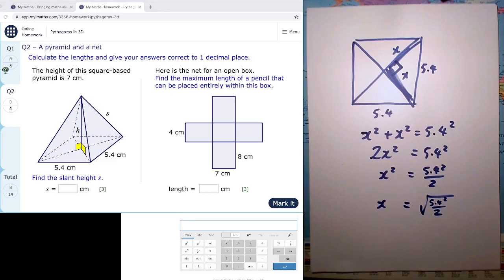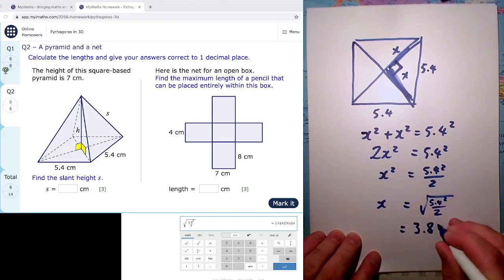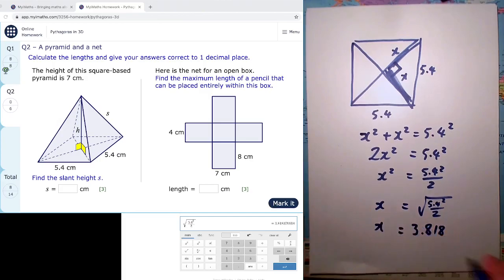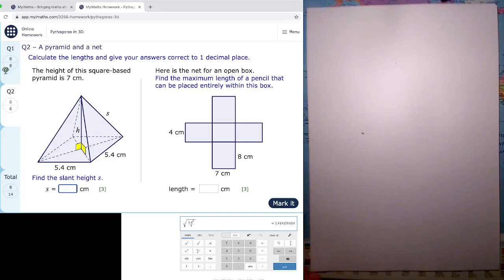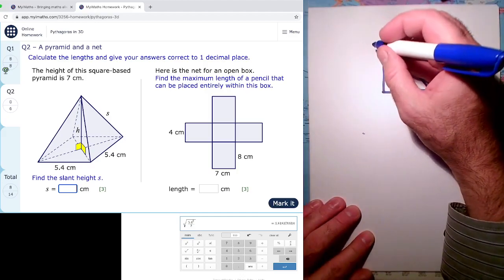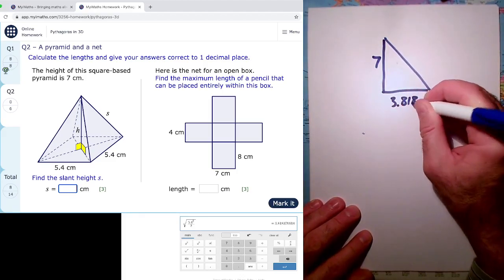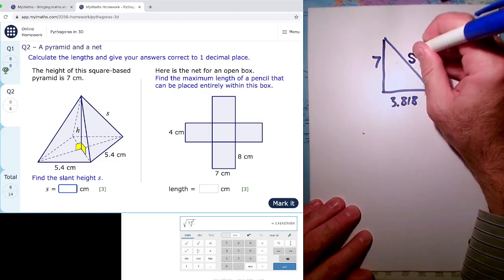So I'll get that in decimals. The square root of 5.4 squared divided by 2 comes to 3.818, let's call that. So now we've got enough information in the upright triangle that had the height, which we were told was 7, the 3.818 that we just worked out, and then we've got to work out that slant height s.